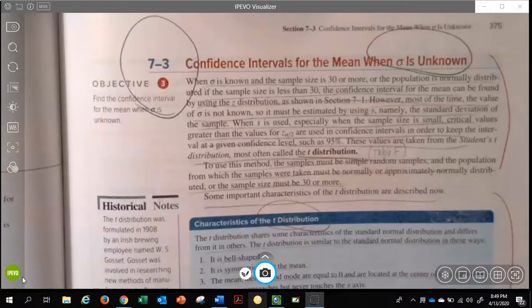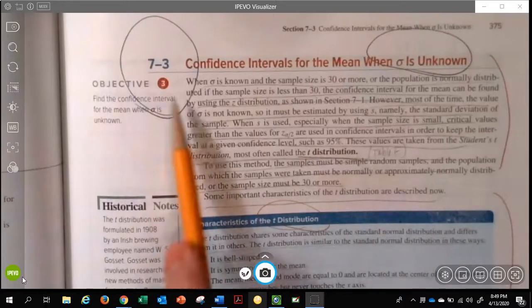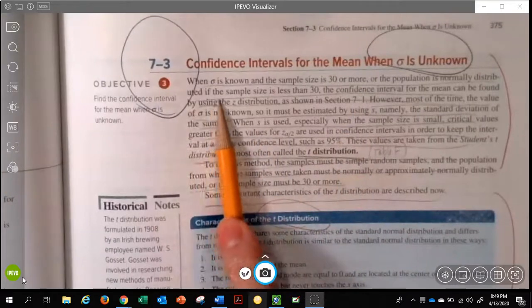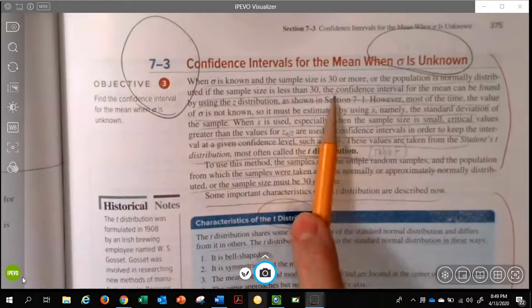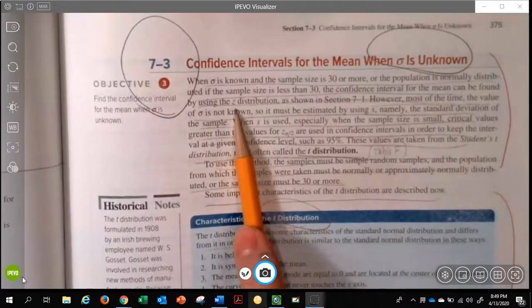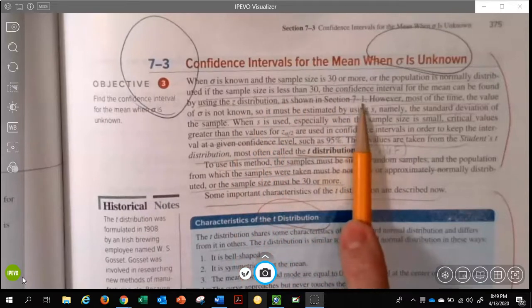We are now at section 7-3, confidence intervals for the mean when sigma is unknown. Now, the standard deviation for the population is unknown, but the standard deviation for the sample is known. When sigma is known and the sample size is 30 or more, or the population is normally distributed, if the sample size is less than 30, the confidence interval for the mean can be found using the Z distribution. That's what we just did in 7.2, as shown in what we were learning in 7-1.